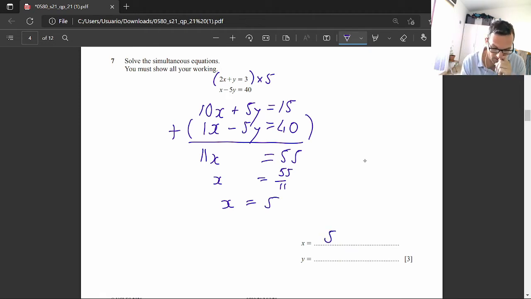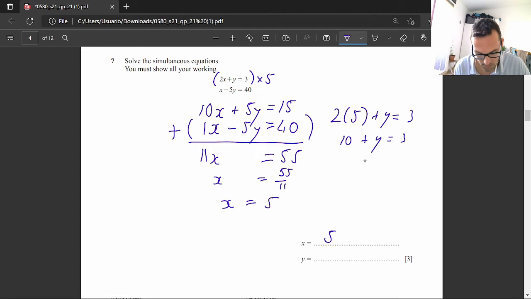Right, once we got the x value, substitute it into any of the equations above to give us the y value. Which one will we do? Let's do the first one. Right, so 2 times 5 plus y equals 3. That gives me 10 plus y equals 3. Subtract the 10 from the 3, gives us negative 7.